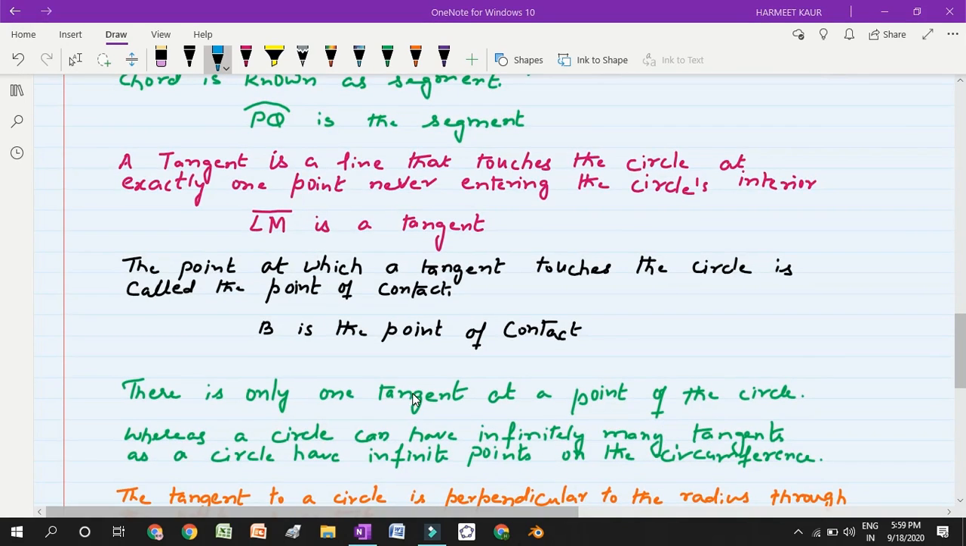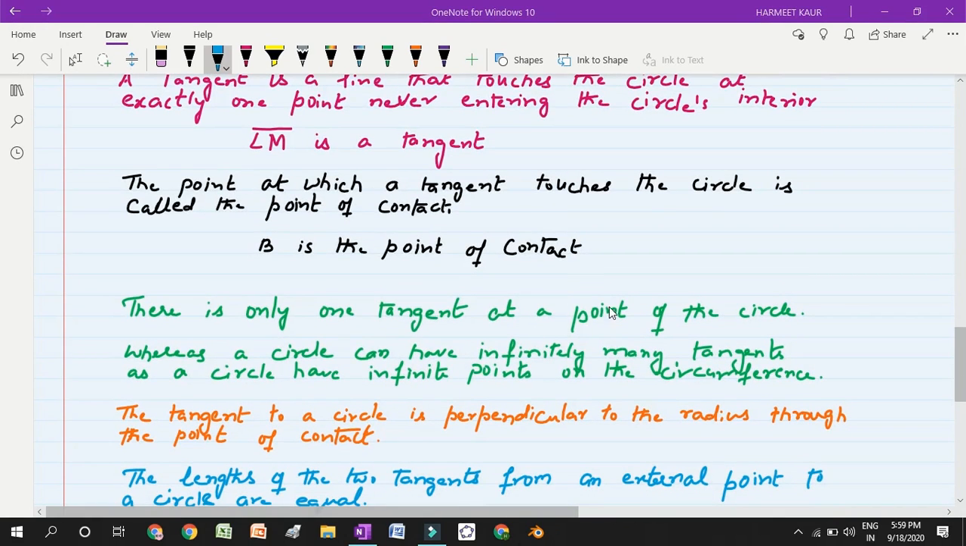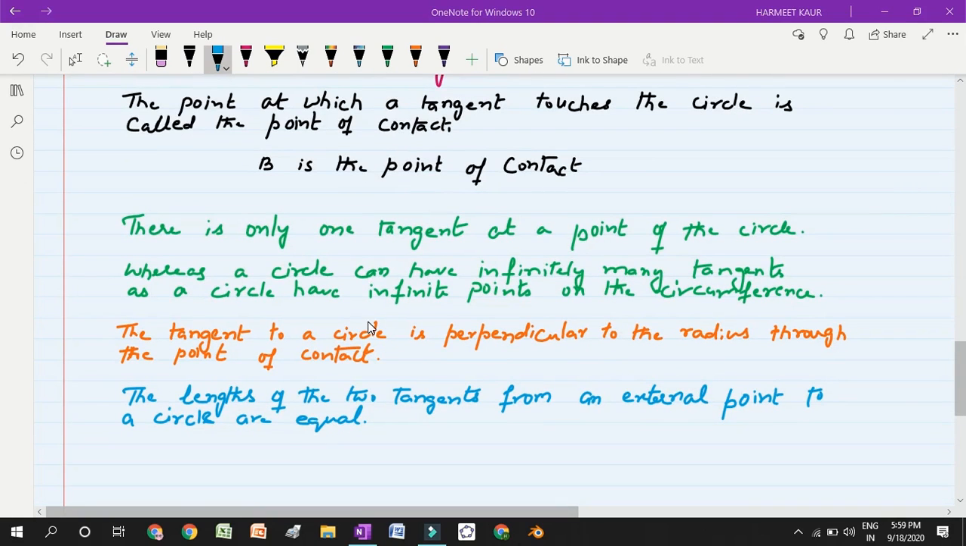So we can say there is only one tangent at a point of the circle, and this point is known as the point of contact. And a circle, since it has infinite points on the circumference, at each and every point we can draw a tangent. So a circle can have an infinite number of tangents at different points on the circumference.